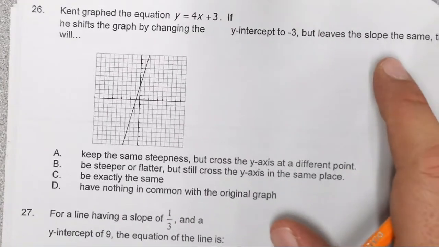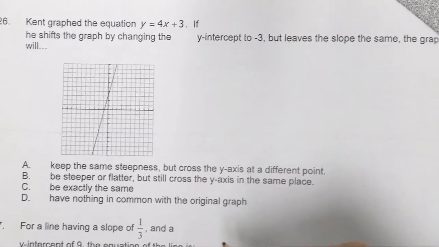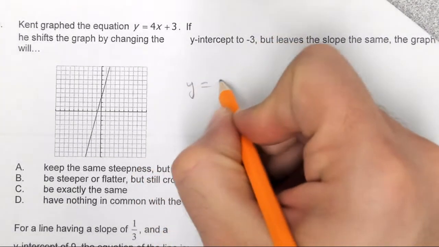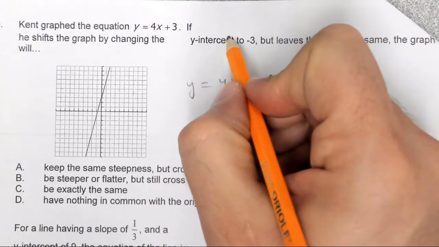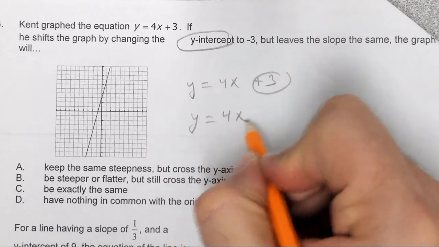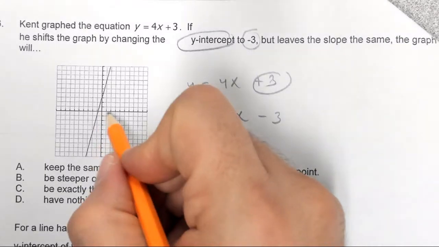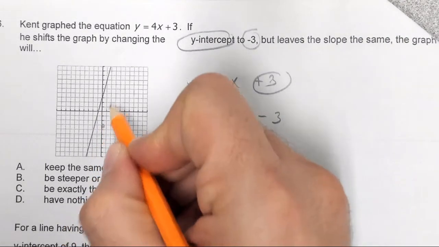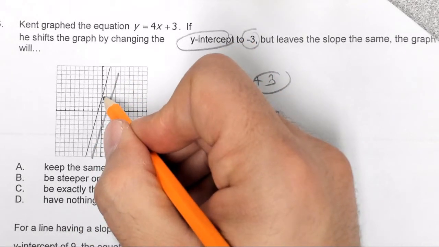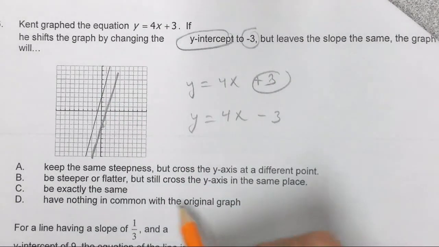Jen graphs the equation y equals 4x plus 3. If he shifts the graph by changing the y-intercept to -3, but leaves the same slope, the graph will... Alright, so we have y equals 4x plus 3, and I'm changing the y-intercept. That's this number. So everything else stays the same. But this number becomes -3. What just happened? Well, the new y-intercept is -3. So obviously, it went down. 1, 2, 3, 4, 5, 6 units.